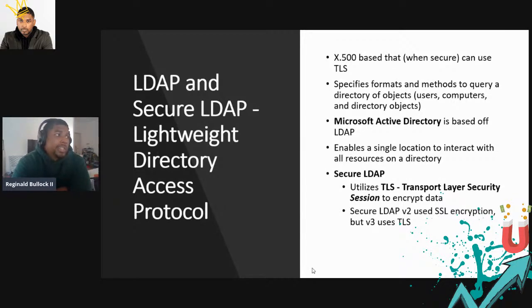Lightweight Directory Access Protocol, or LDAP, and secure LDAP. It's X.500 based and, when secure, can use TLS, and it specifies formats and methods to query a directory of objects: users, computers, directory objects. Microsoft Active Directory is based off of LDAP and enables a single location to interact with all resources on a directory. Secure LDAP utilizes a Transport Layer Security, or TLS, session to encrypt the data. LDAP version 2 uses SSL encryption, but version 3 uses TLS.